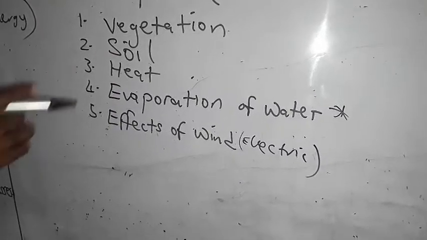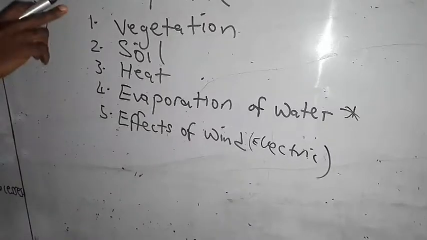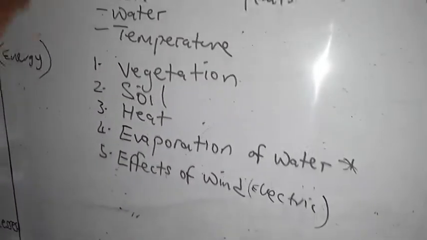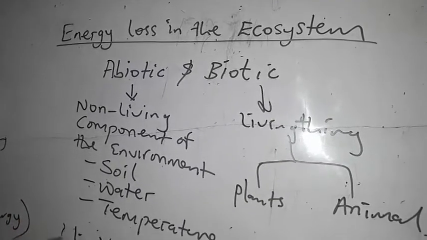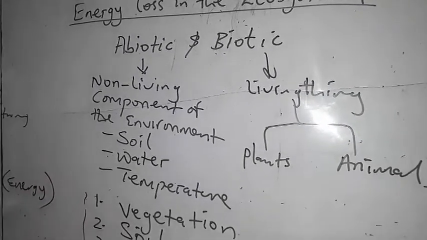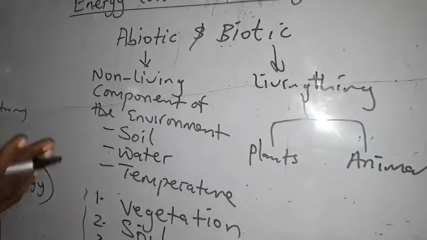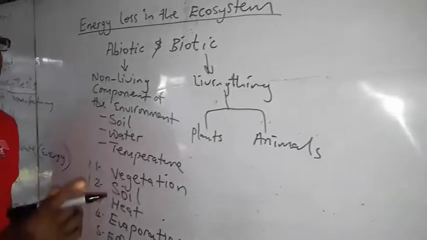So other factors are there, but because of time, I would like you to read up other factors that lead to energy lost in the ecosystem. So read up other factors. I've given you 5. Let's quickly go to the laws. There are laws that govern this loss of energy. There are about 2 laws which we are going to look at.